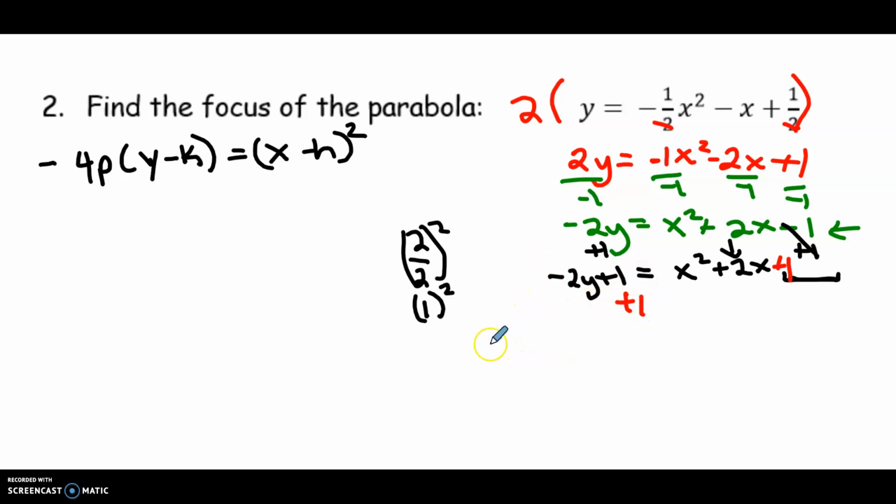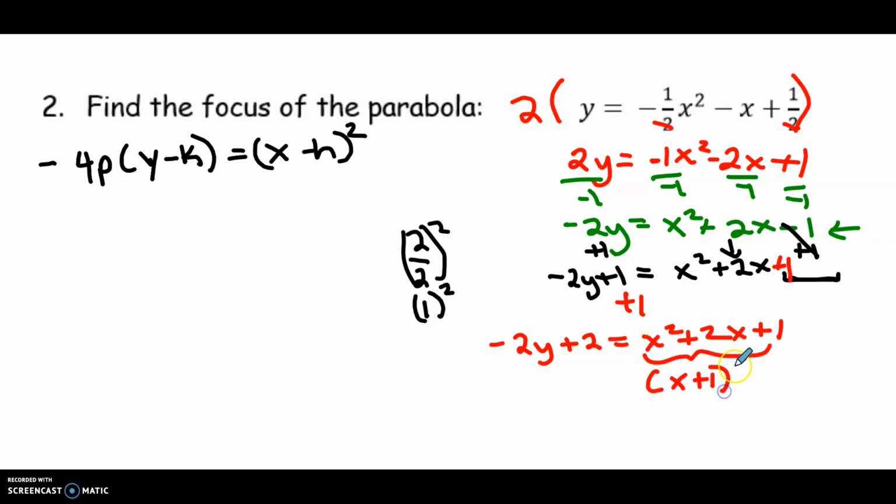So then on this side, I'm left with negative 2y plus 2 is equal to x squared plus 2x plus 1. Now I have a perfect square trinomial, so I can factor this to (x plus 1) squared. So I've got this part done, so I'm happy with that. And now I've got to get this side to somehow look like this, right? So I want the coefficient on my y to be 1.